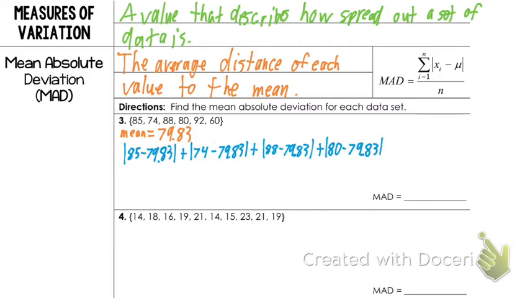Okay, what's the next one? 92 minus 79.83. So we're taking everything and subtracting the mean and doing absolute value. What's the last one? 60.